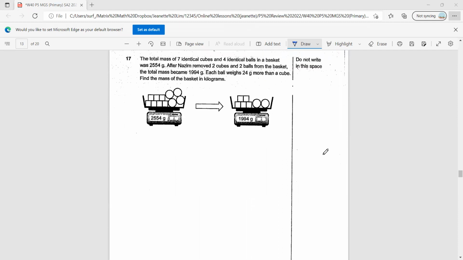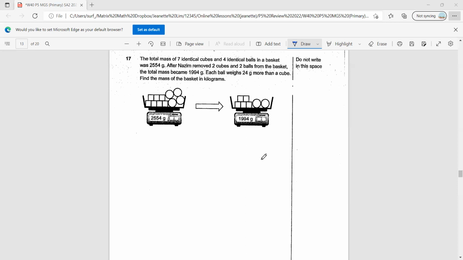Okay, total mass of 7 identical cubes and 4 identical balls in the basket was 25400 grams. So as shown here, then after removing 2 cubes and 2 balls, the total mass became 1994, which is shown here. Okay, then each ball weighs 24 grams more than a cube. So find the mass of the basket.